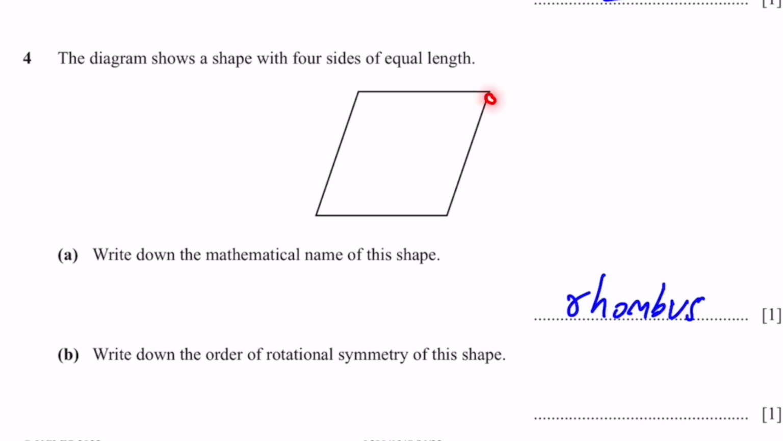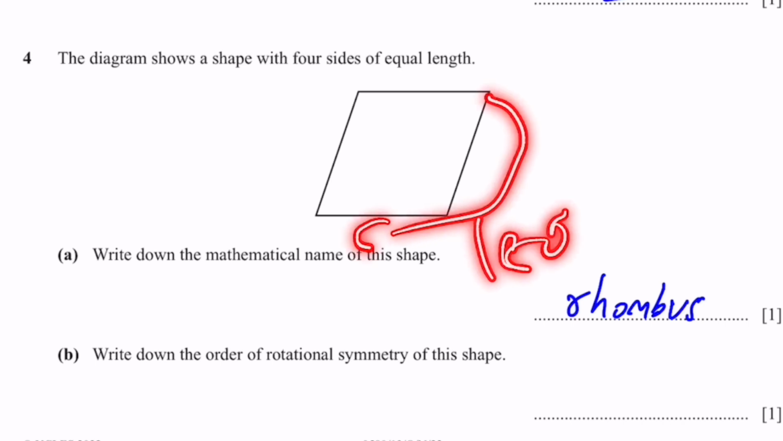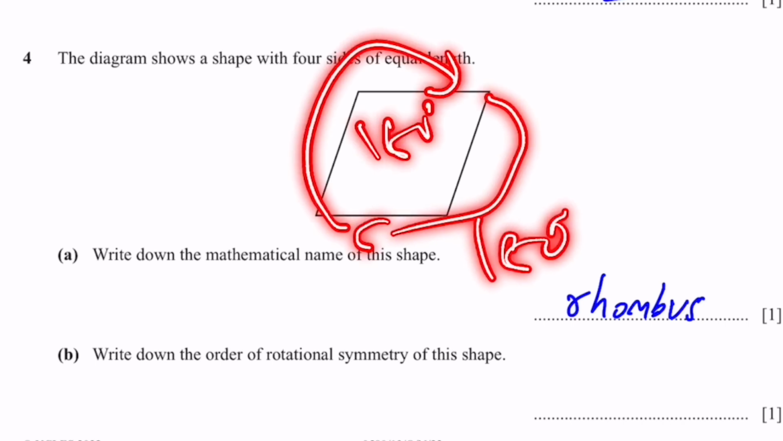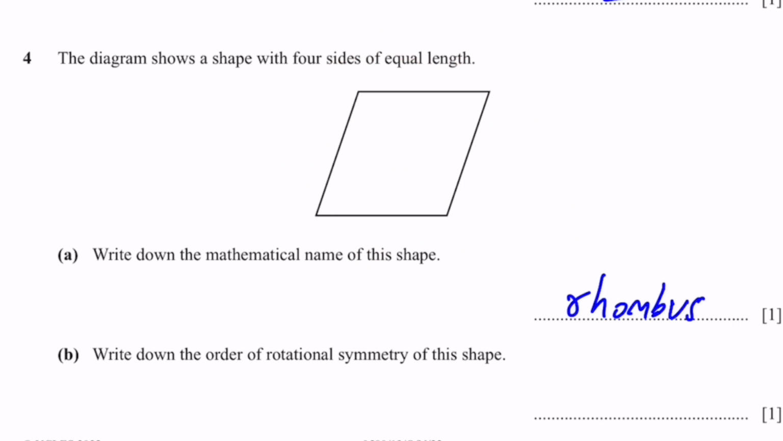B, write down the order of rotational symmetry of the shape. This will be, if we rotate 180 degrees, it'll come to the same position. And another 180 degrees, it'll come again. So it's 2 times we rotate before it comes back to original. And that'll be 2. That's the answer.